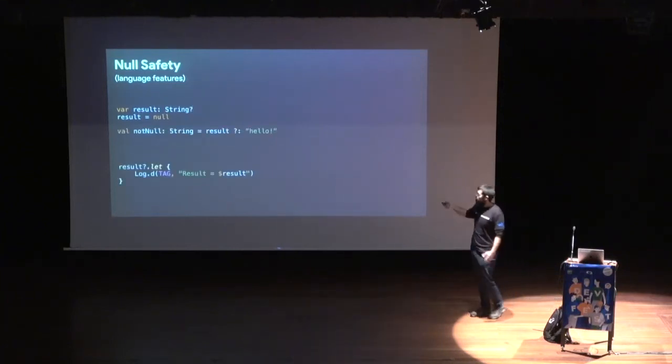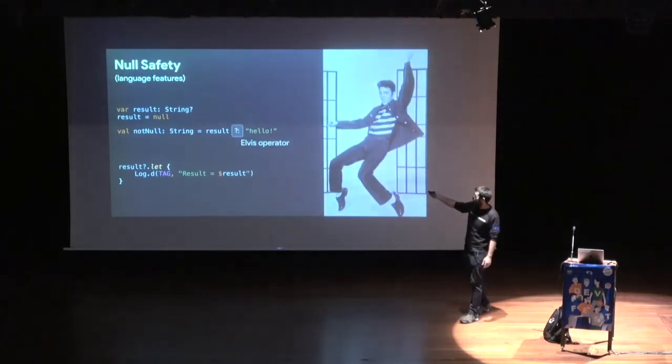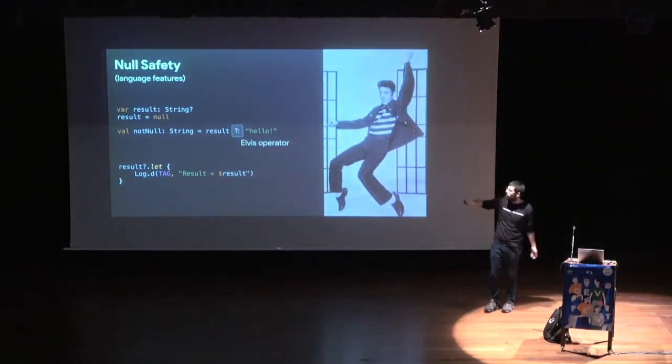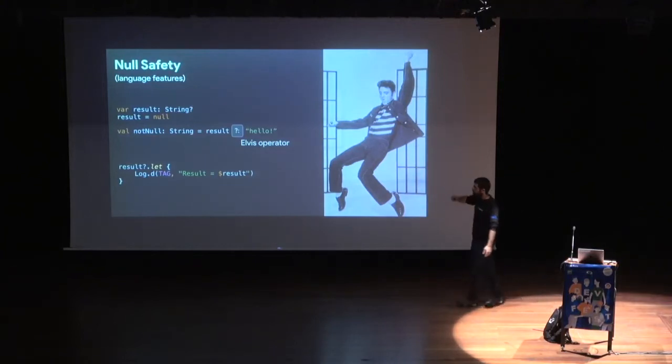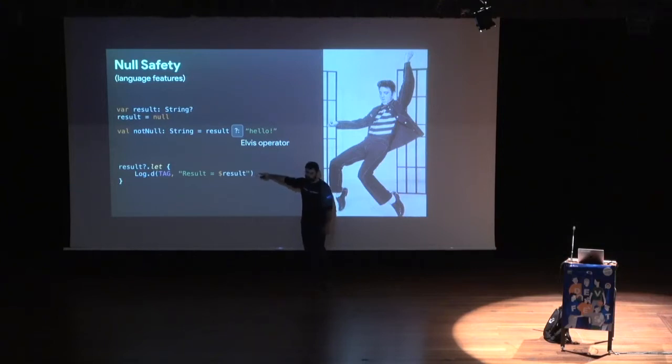You can do other things with this. For instance, this is called an Elvis operator. And it's like, okay, if this is null, do this. Another cool thing, we have a lot of methods that the language gives us. That's this one, let, that I can say if result, basically this says if result is not null, run this.